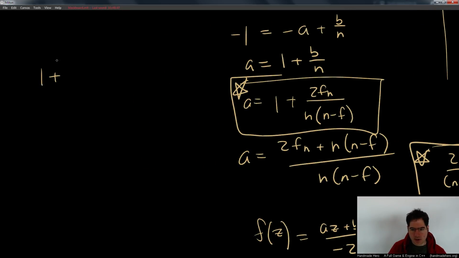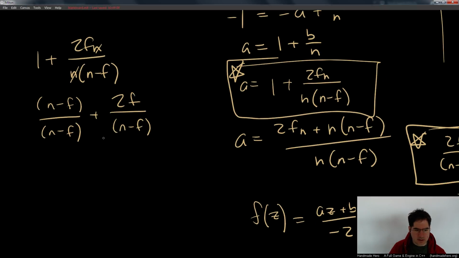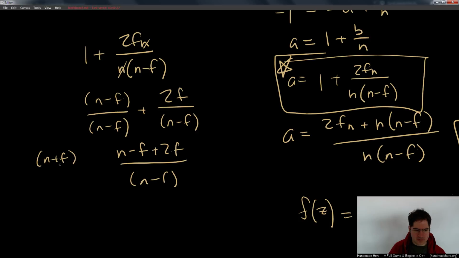Make sure I'm doing that right. 1 plus 2f over n minus f. That's n minus f over n minus f plus 2f over n minus f. Okay, so wait. Did I get overzealous there? We may be at least slightly okay. n minus f plus 2f over n minus f. That's actually just n plus f.